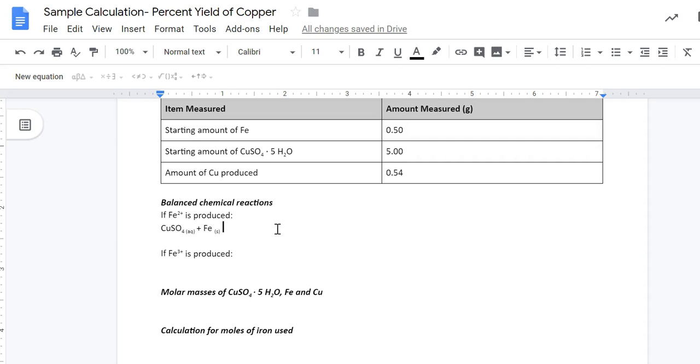In order to insert an arrow, I'm going to do -- greater than sign. As soon as I press the space bar, it's going to automatically change it to an arrow.